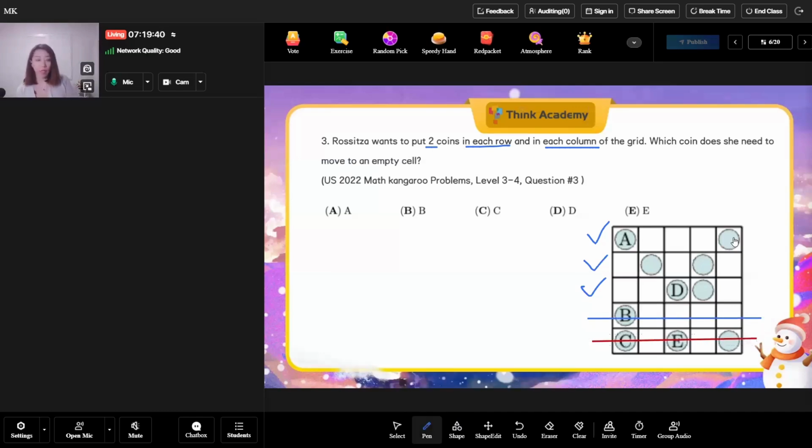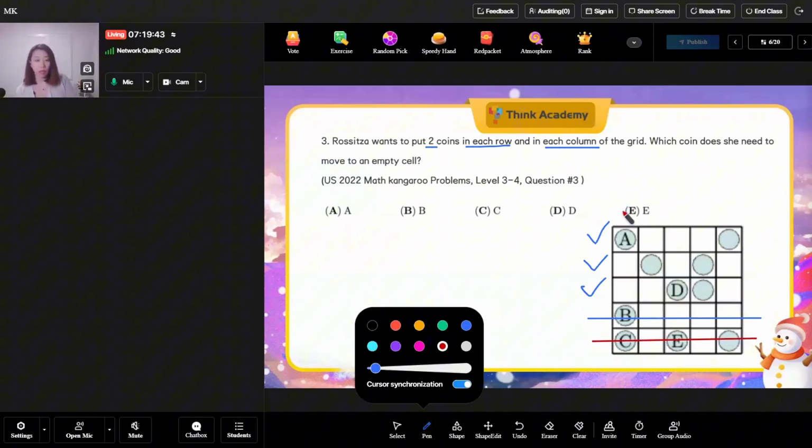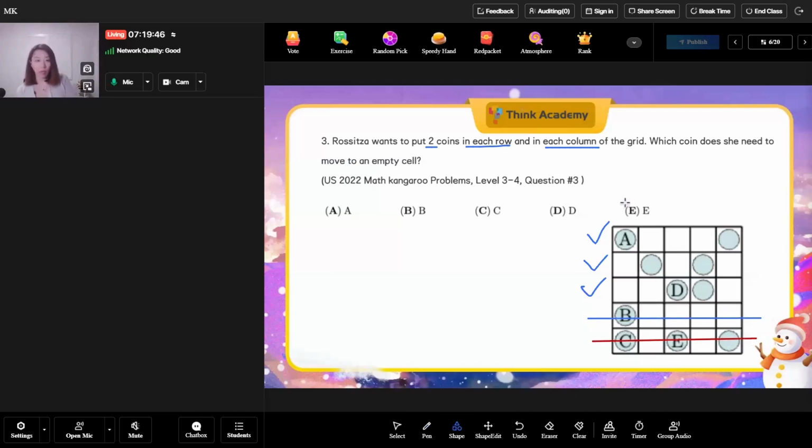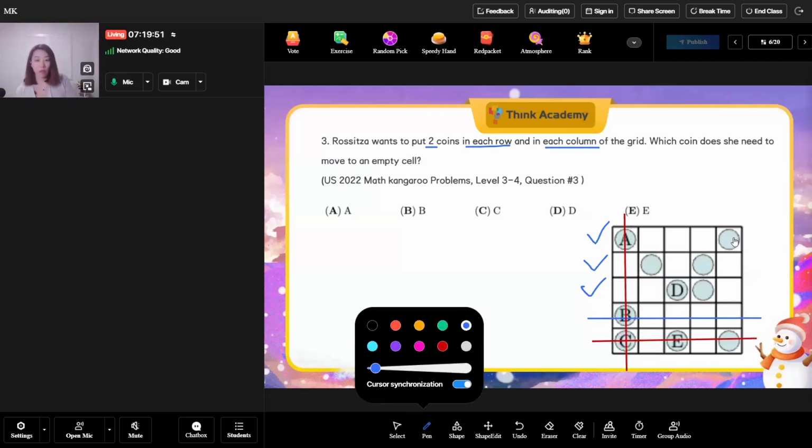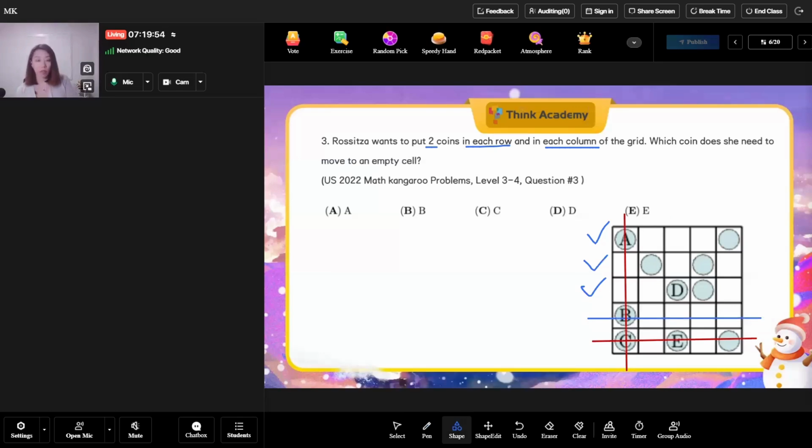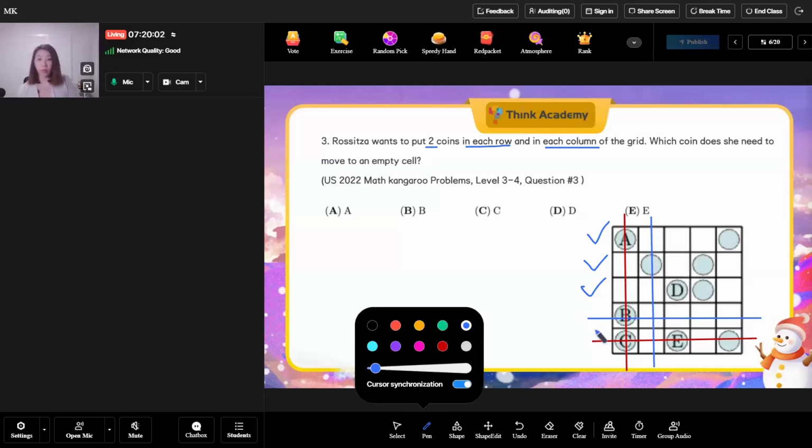Okay, then let's take a look at the columns, right? So first column, 3, incorrect. So let's mark it. And then second column, only 1, right? So let's use the blue color to mark it. And then you can see the column and row marked in red have one excess coin, right? And the row and column marked in blue have one less coin. And I can only move 1 coin, right? So let's get started with the red column and row.